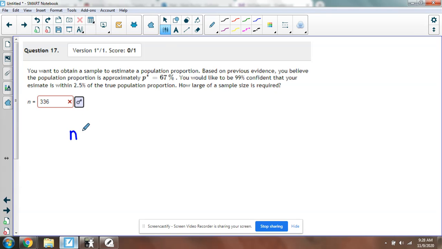So we have n equals z of alpha over 2 squared times p hat times q hat all over the margin of error squared. So the first thing we want is z of alpha over 2.